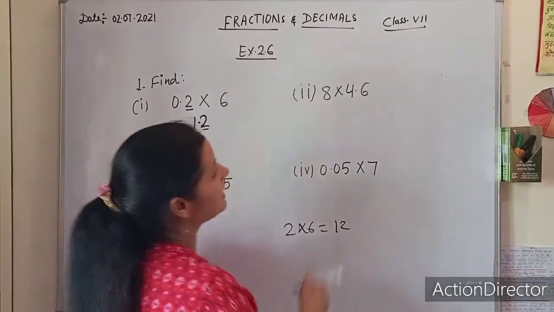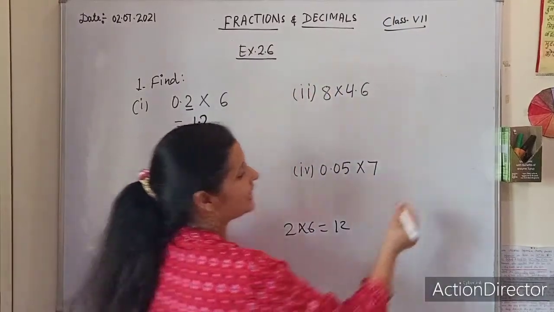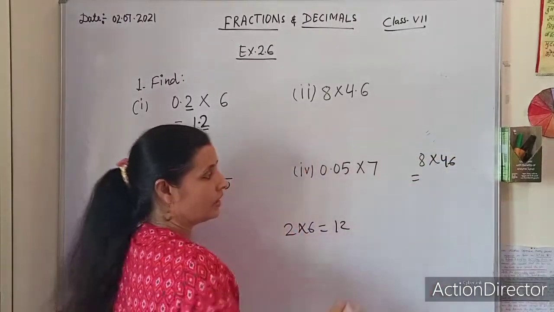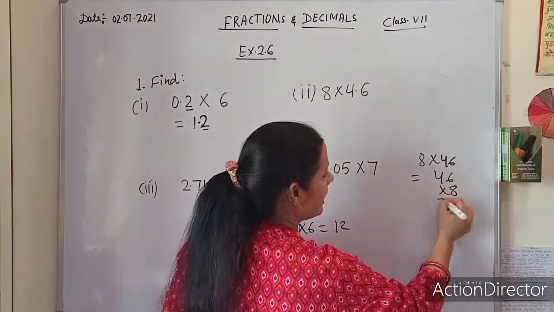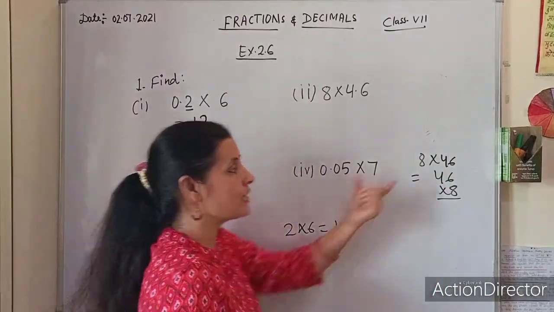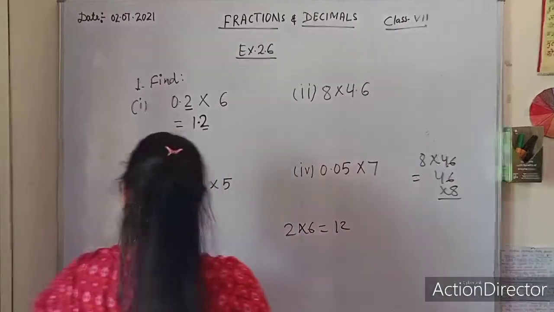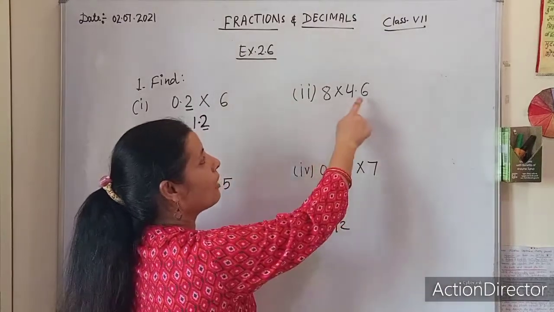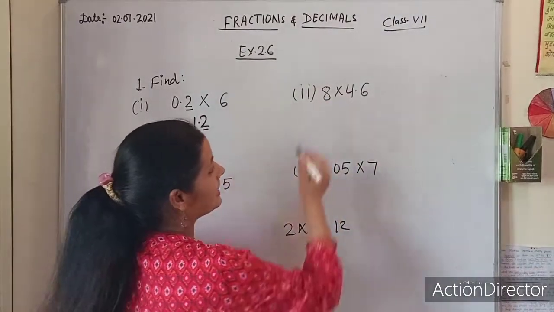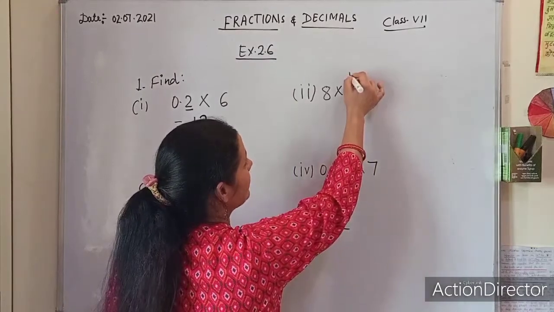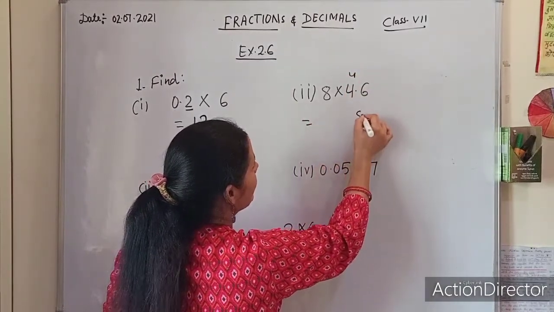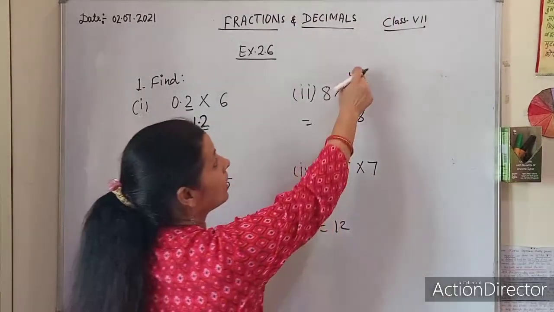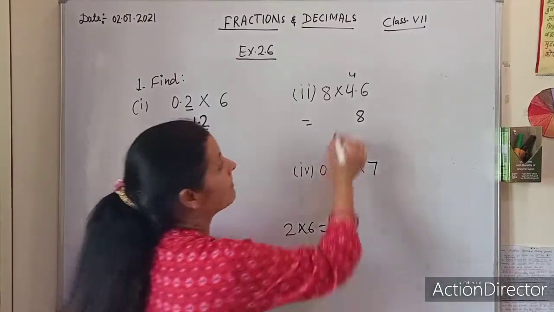Now come to the next one. Here is 8 into 4.6. Obviously it would be 8 into 46. What you will do? Definitely 46 is multiplied by 8. If it is given to you in this way, you would have solved it the same way. So the same thing we are going to apply here. Now read the table of 8. How many times? 6 times. 8 6s are 48. So 8 will be here and 4 will be carried forward. 8 4s are 32. 32 and 4 is 36.